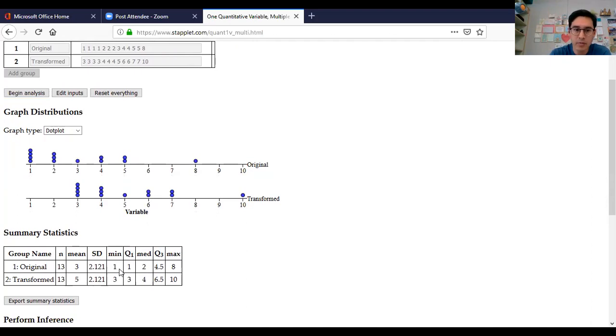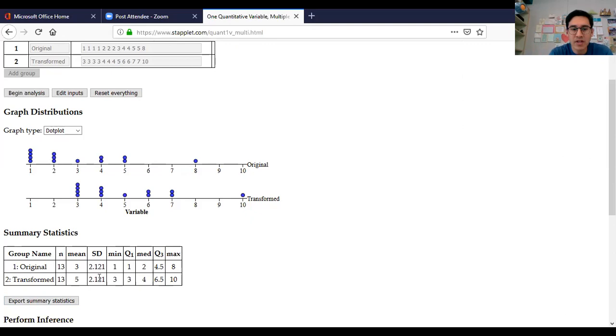The minimum was 1, now it's 3. First quartile was 1, now 3. Median 2 to 4, third quartile 4.5 to 6.5, maximum 8 to 10. So all of our measures of position, means, medians, quartiles, min and max, everything bumps up by 2 because all the scores bumped up by 2.